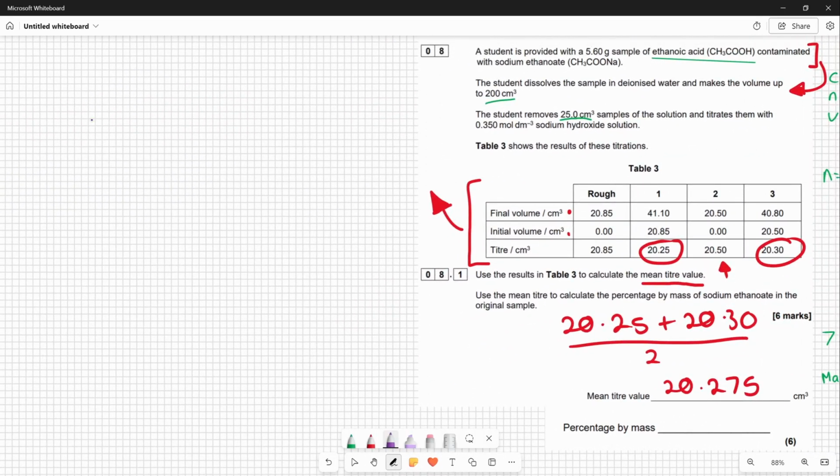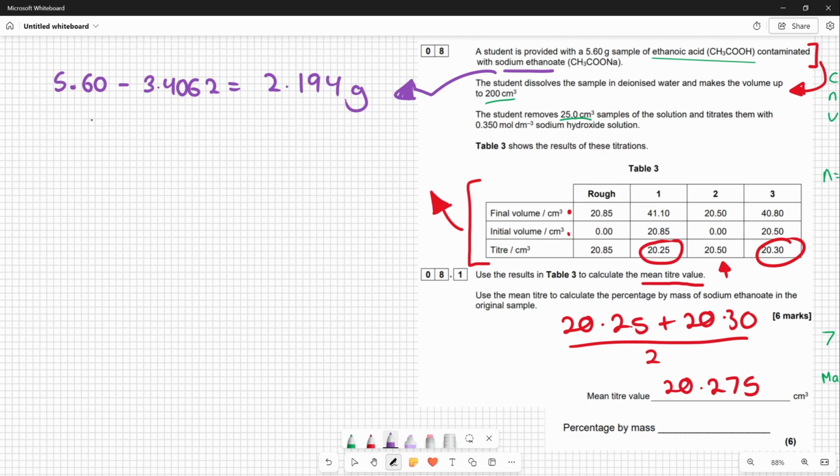So we know we have 5.60 grams of the sample, that is the mass of the entire sample, minus our mass of ethanoic acid, which is 3.4062, and that equals 2.194 grams roughly. And therefore this is our mass of sodium ethanoate. So that is this mass. So we found our mass of sodium ethanoate.